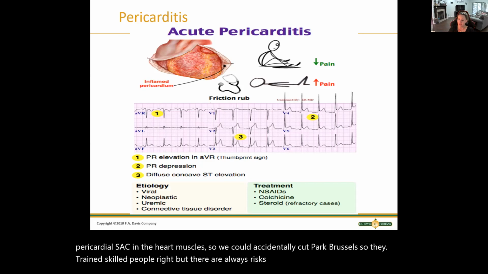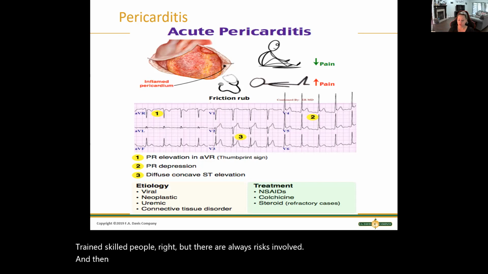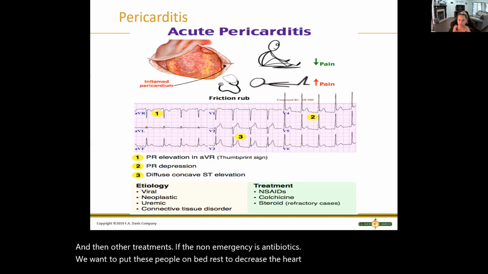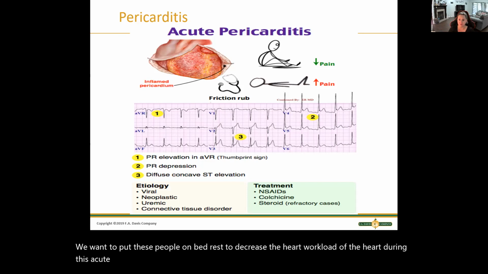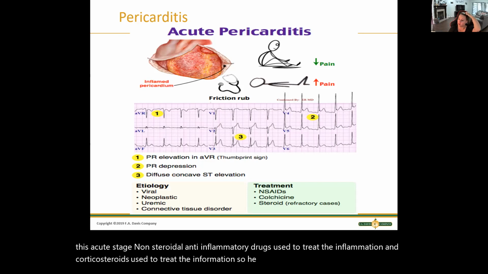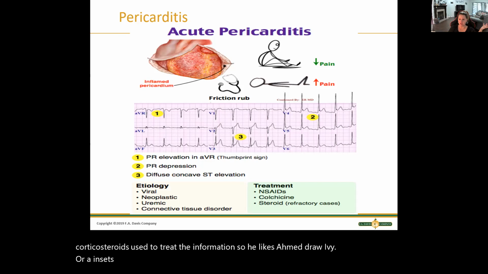And then other treatments, non-emergency, is antibiotics. We want to put these people on bed rest to decrease the workload of the heart during this acute stage. Non-steroidal anti-inflammatory drugs are used to treat the inflammation, and corticosteroids are used to treat the inflammation. So like Solu-Medrol IV, or NSAIDs like Motrin and things like that to decrease inflammation.